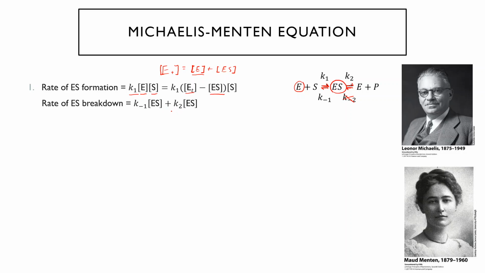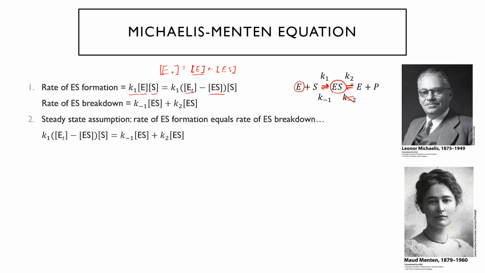Now, an assumption we have to make here is called the steady state assumption. The steady state assumption says that the rate of ES formation and ES breakdown are the same. In other words, especially during the first few seconds of the reaction, the enzyme substrate concentration is constant. It doesn't really change. For that to be true, this value and this value have to be equal to each other, so we just set them equal to each other, which is what we did down here.